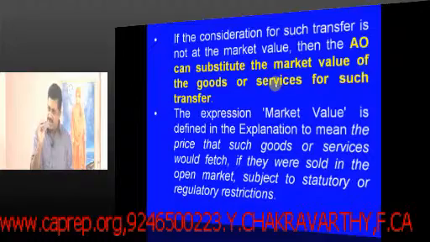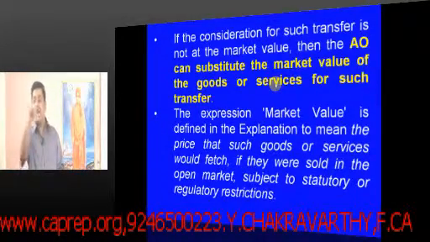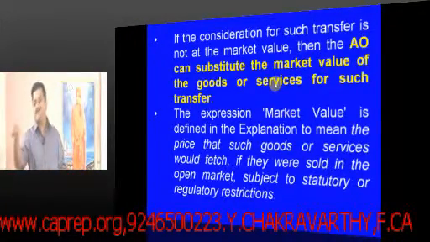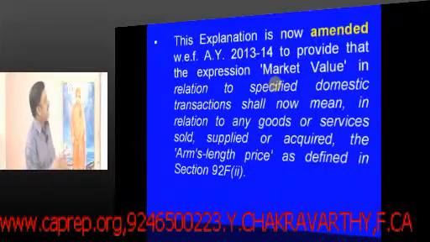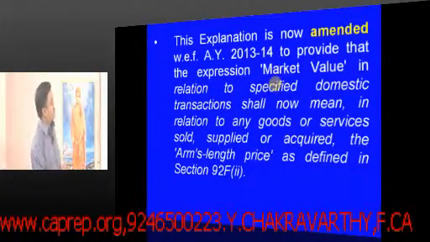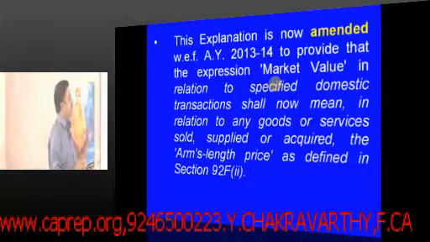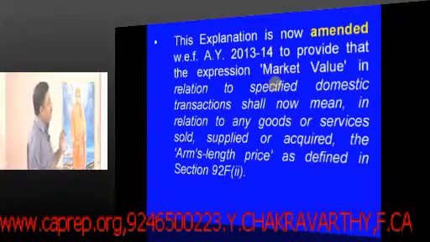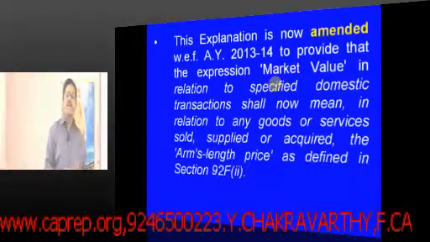So once your assessing officer is able to understand your intention, he is given a particular power to invoke these provisions and put that particular transaction at the market value so that correct profits can be ascertained. Then friends, the explanation is now amended with effect from assessment year 2013-14 to provide that the expression market value in relation to the specific domestic transaction shall now mean, in relation to any goods or services sold or supplied or acquired, the arm length price as defined in section 92F.